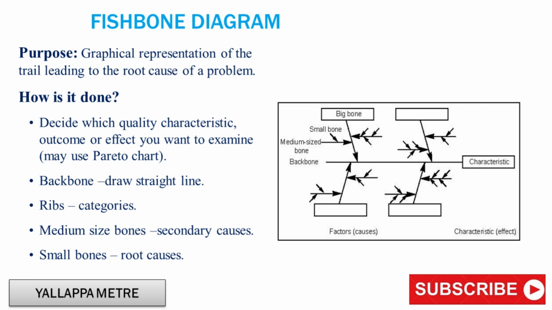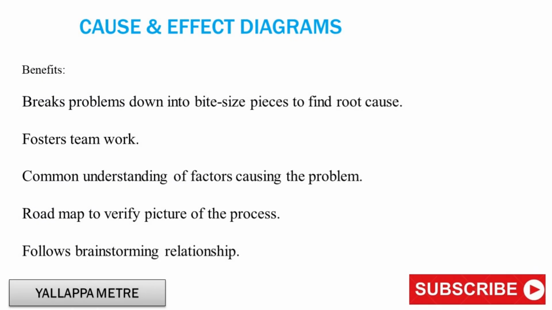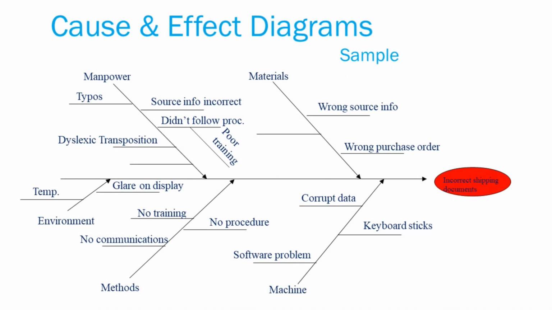Ribs: categories. Medium size bones: secondary causes. Small bones: root causes. Benefits: breaks problems down into bite-sized pieces to find the root cause. Fosters teamwork. Common understanding of factors causing the problem. Roadmap to verify the picture of the process. Follows the brainstorming relationship. Please look at the sample fishbone diagram for better understanding.